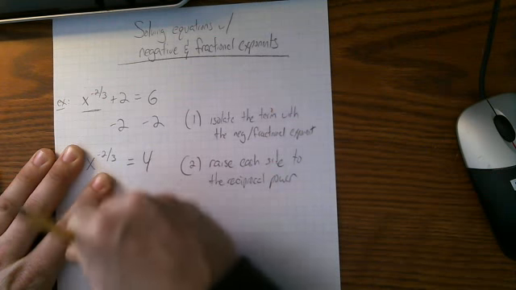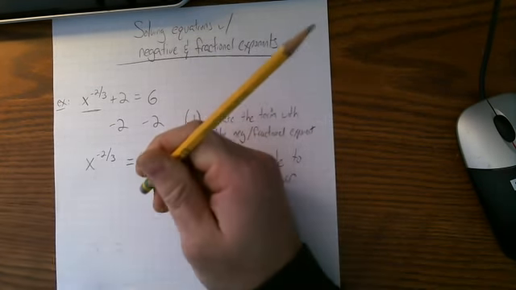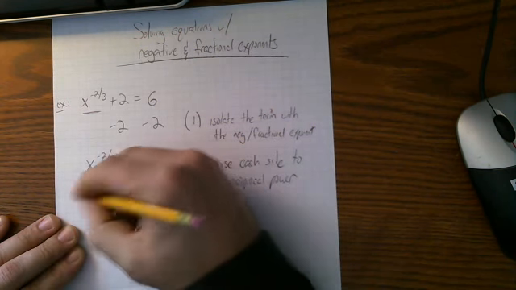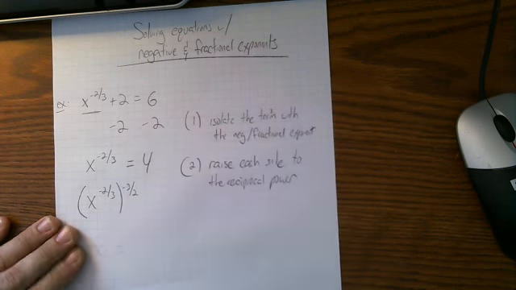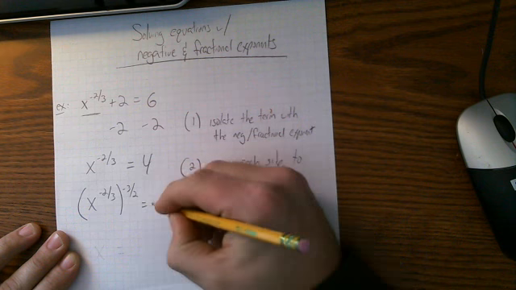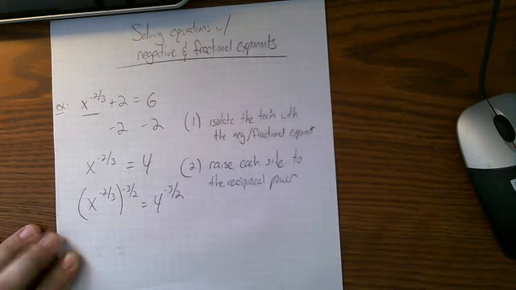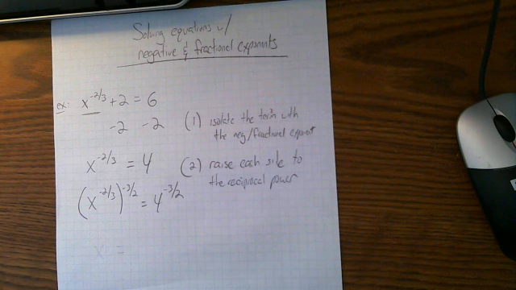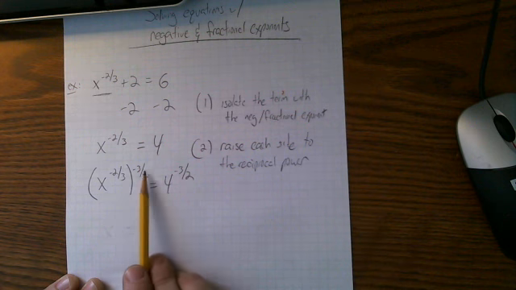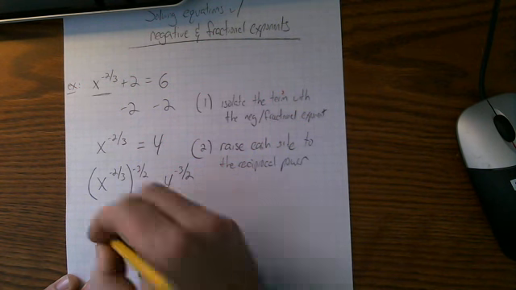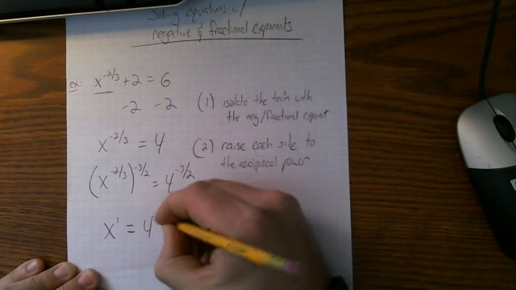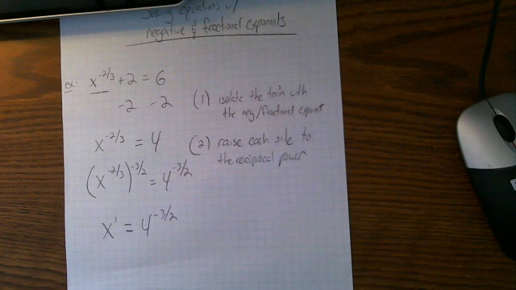I'm going to get rid of this in case I need a little more room. So I'm going to copy the exponent, and I'm going to raise that to the negative 3/2 power. Now, I did it to the left side of the equal sign. That means I have to do it to the right side of the equal sign: 4 to the negative 3/2 power. So now, what is x to the negative 2/3 to the negative 3/2? When you raise a power to a power, you multiply. Anything times its reciprocal is 1. So I didn't really have to erase that. So x equals 4 to the negative 3/2 power.